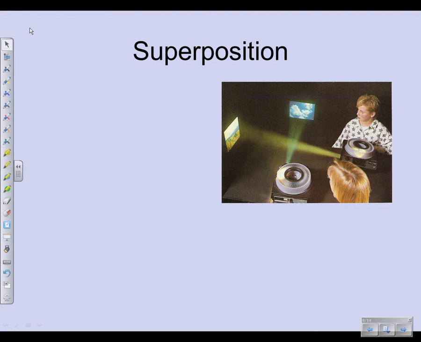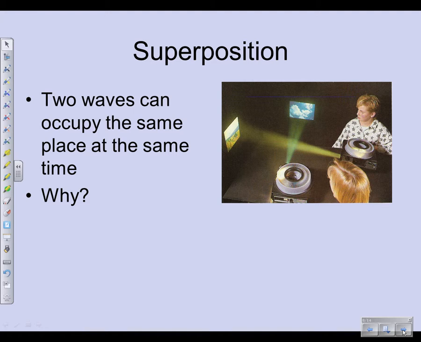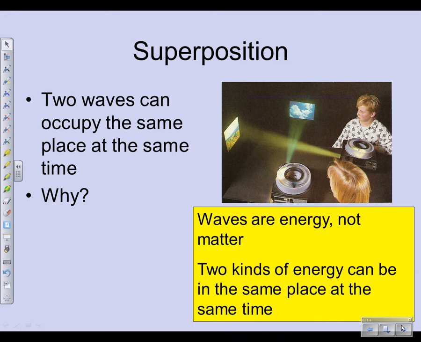Why? Because these are waves. And what did we say that waves were? Disturbances that carry what? Energy, right? They're not what? They're not matter, right? Everything in the universe is either matter or energy. They're not matter, they're energy. Meaning, we can have two waves occupying the same place at the same time. Why? Because like we said, they're just energy. They can pass right through each other and cause no change in each other whatsoever.